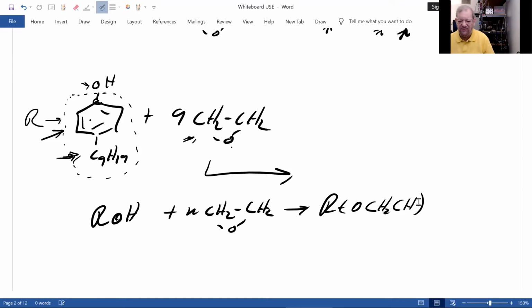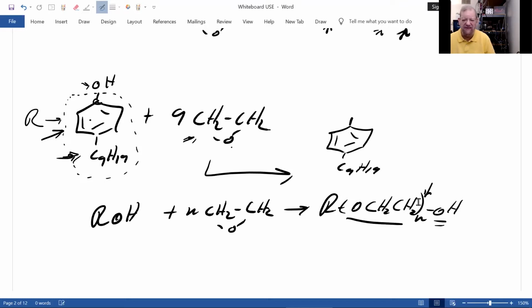Poly means many. Remember, the hydroxyl group is outside, not inside the bracket. What's my R group? Well, someone already told us, so I'm going to rewrite it. Then I'll have this right here, bracket O, CH2, CH2, close bracket. What's my N? 9, and the hydroxyl group on the outside of the bracket. And there you go. And this is the molecule you make.